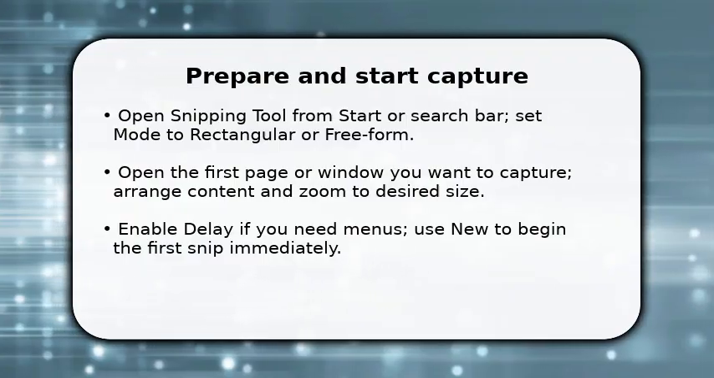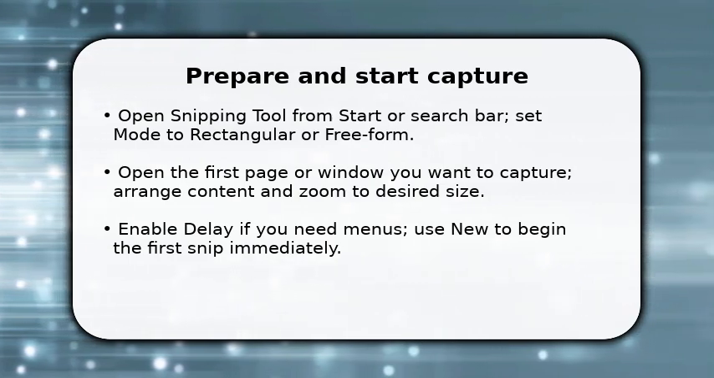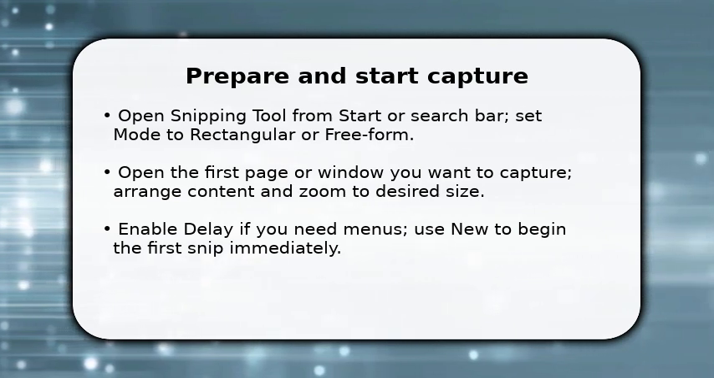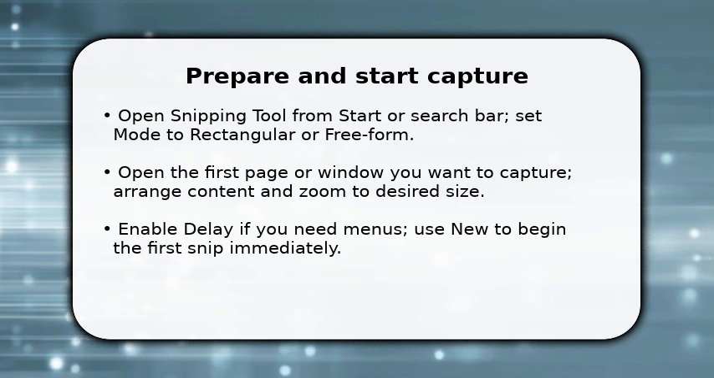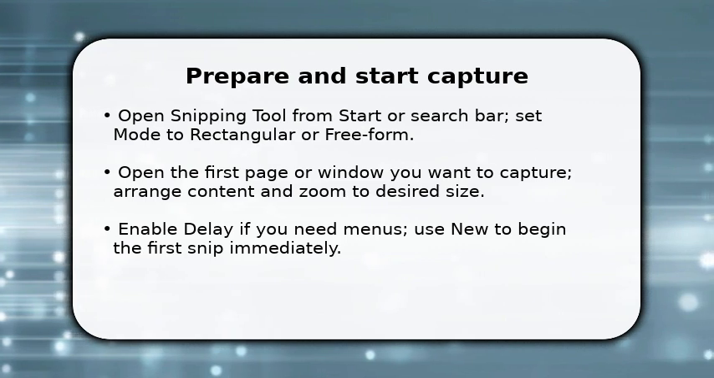You begin by opening the Snipping tool and positioning the first page you want to capture. You set mode to the shape you need and adjust zoom so content is legible. Once done, click New and draw your snip precisely. Make sure to include margins and any context you'll need for stitching.